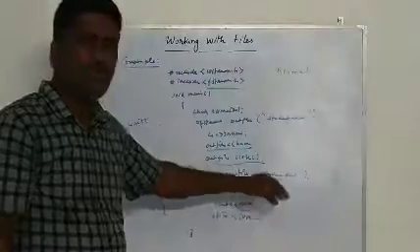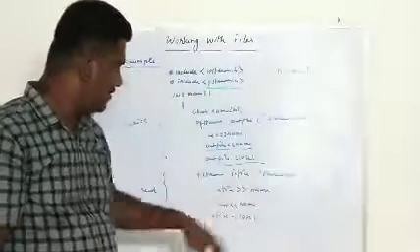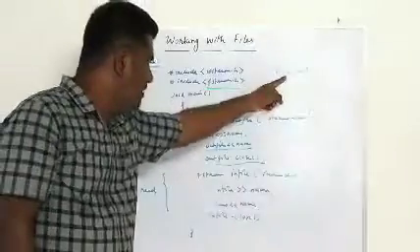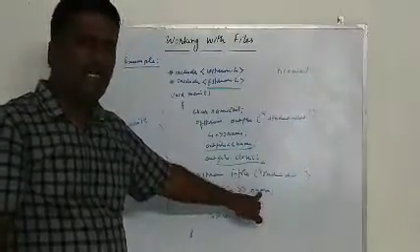From student.dat, what do we do? We extract that name. So here we extract that name. So Nirmal is stored in the name.